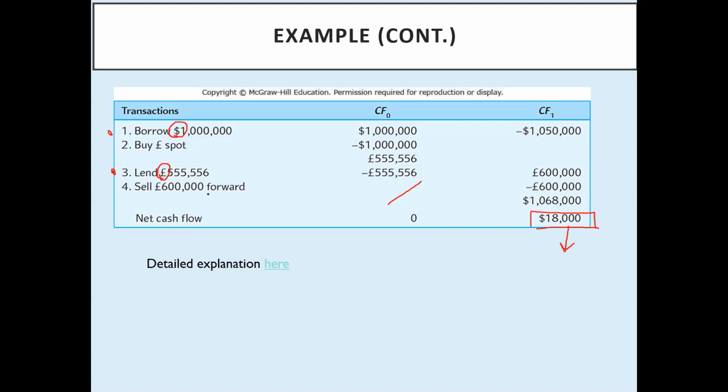One more thing to note is that with covered arbitrage, because we have locked in our exchange rate in the future using the forward rate, the value of this transaction should be known to us as of today. This is why it's called covered. It's because we are not exposed to any foreign exchange rate risk. We have covered our position.